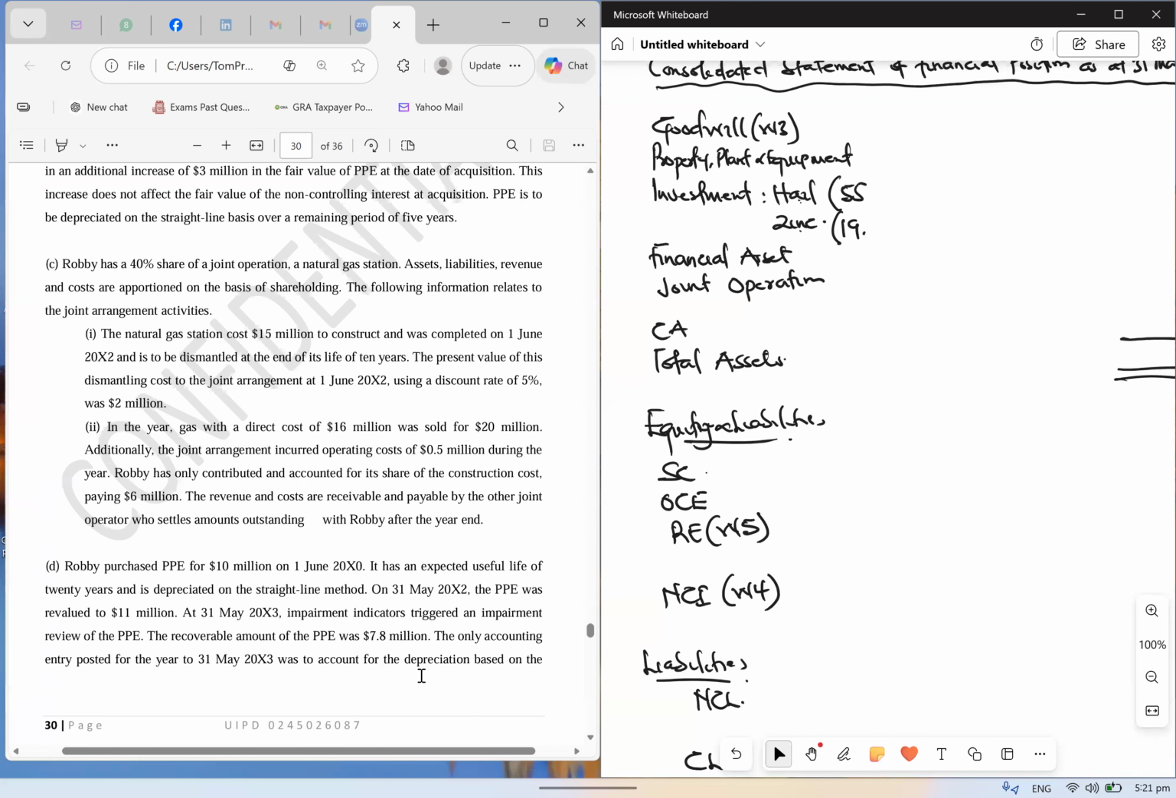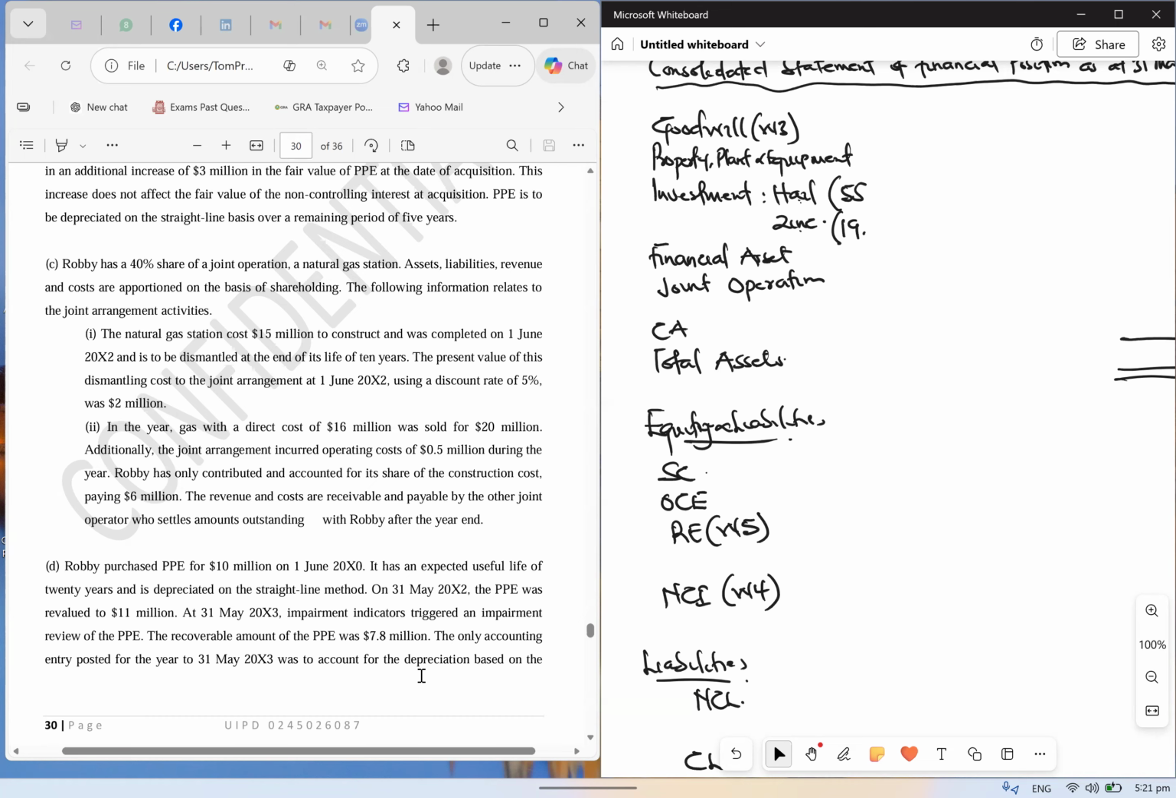Robbie has a 40% share in a joint venture. Here we are, a joint operation. Here we are again. Joint operation is different from joint venture. Joint operation, you will share the assets line by line. So if you have a PPE, you will take your share and add it to your PPE. If you have revenue, you take your share and add it to your revenue. So you do P&L for the joint operation and take your portion line by line. But if it is a joint venture, you will do it like an associate.